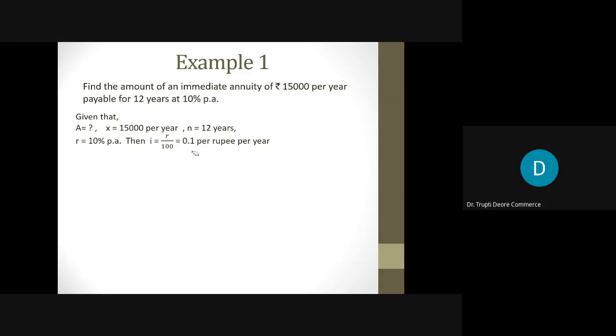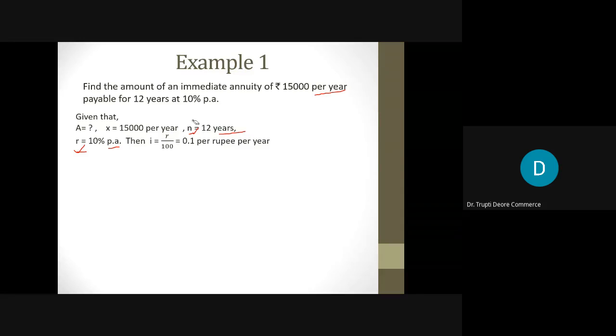First you have to convert N and R as per the installment given. Here installments are given per year, so we use denomination of N as years, R as percentage per annum. Then we convert I as R upon 100, so R is 10%, so 10 upon 100 is equal to 0.1 per rupee per year. Okay.